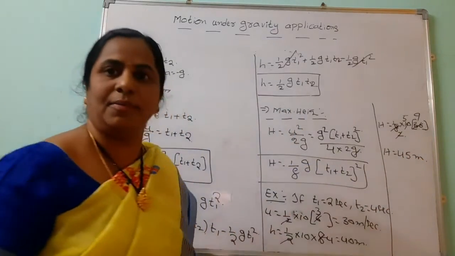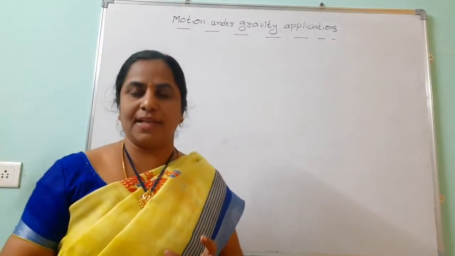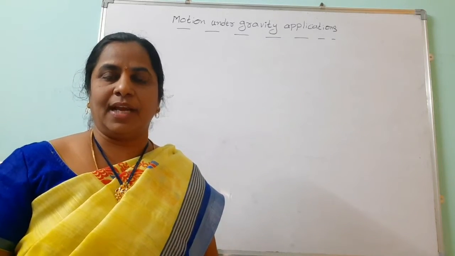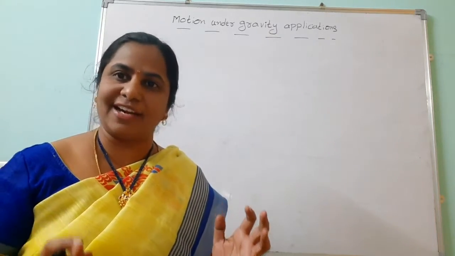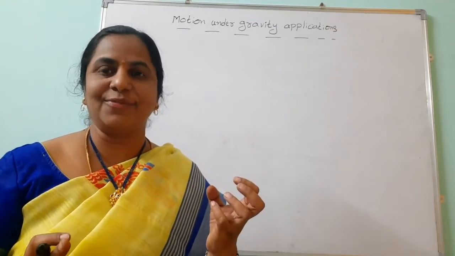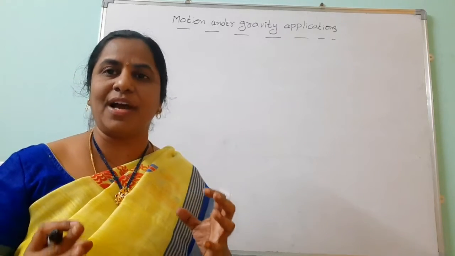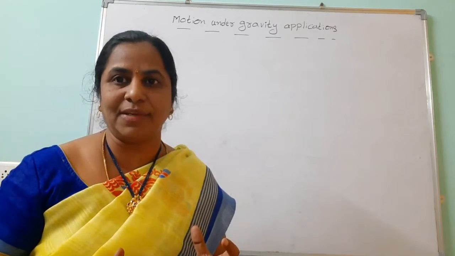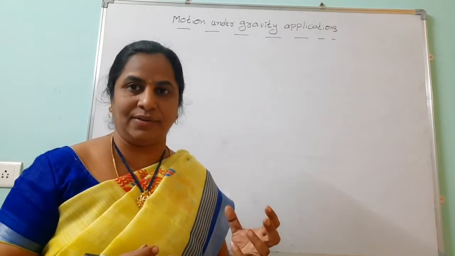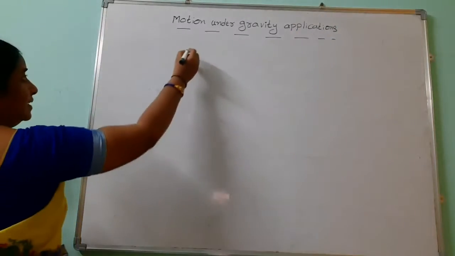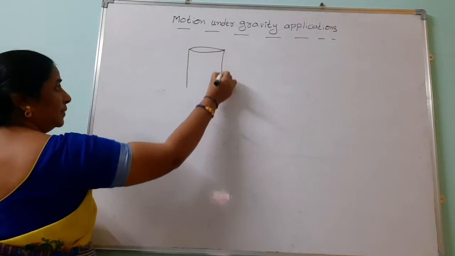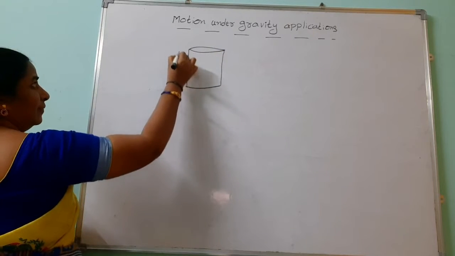So these are the formulas. One more application: if one stone is dropped into a well, even if we are not looking, we listen to a splash sound after some time. So how to derive the equation for how much time it takes to hear that sound? For that, this is the well we are taking, and the depth of this well is D.